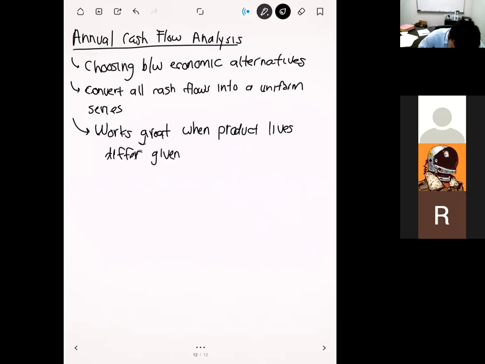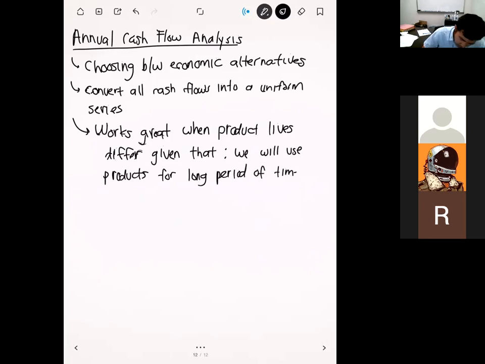Given that we assume that the product that we're buying is going to be used for a very long period of time, and that we can buy replacements whenever we need to at the same price.